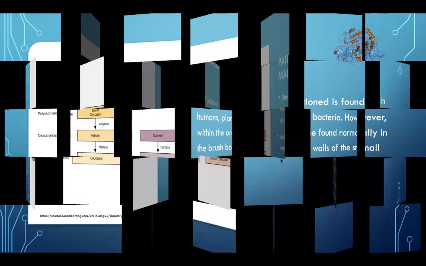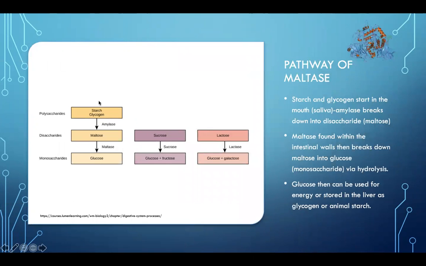Now we're going to look at the pathway of maltase, and we can see in the diagram polysaccharide to disaccharide to monosaccharide. We start with starch and glycogen in the mouth and the saliva. Amylase will break this down into the disaccharide known as maltose. Maltase is then found within the intestinal walls, and this will break down maltose into glucose, which is a monosaccharide, via hydrolysis. Then the glucose can be used for energy or stored in the liver as glycogen or animal starch.